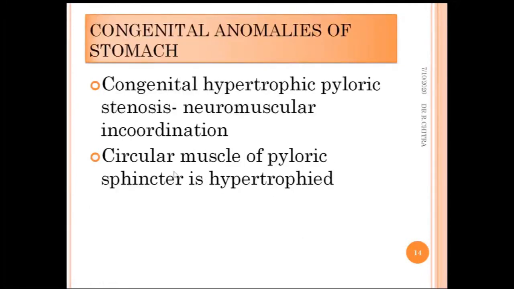If you see the congenital anomalies of the stomach, congenital hypertrophic pyloric stenosis is a congenital defect. In neuromuscular incoordination, the circular muscle of the pyloric sphincter is hypertrophied, and this manifests between 2 weeks and 2 months of postnatal life. Male newborns are more frequent victims of this anomaly than girls. So this is one of the congenital abnormalities of the stomach.